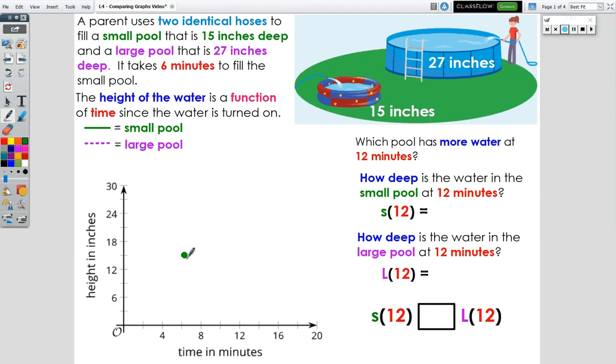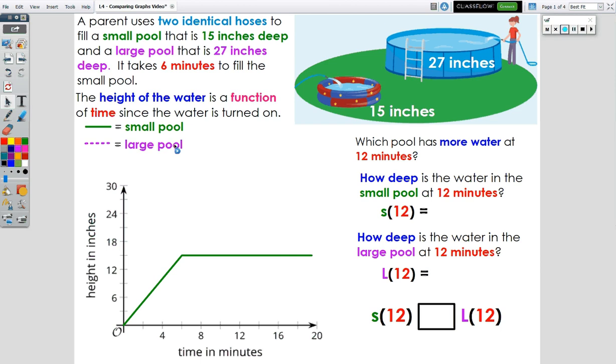Now I want you to think about it. At that point, I have to turn the water off. And so when I turn the water off, the water's still going to be in the pool, except it's going to flatten out. We're not going to get any more water in the pool. So this is what that graph would look like. This is the small pool getting filled up with water. Right here we turn the water off, and then we continue to have 15 inches of water in it.